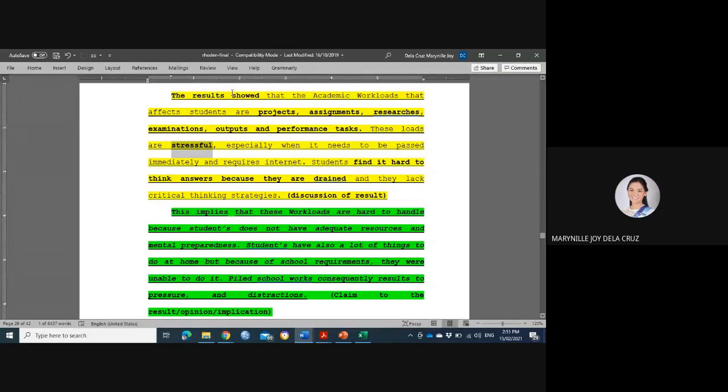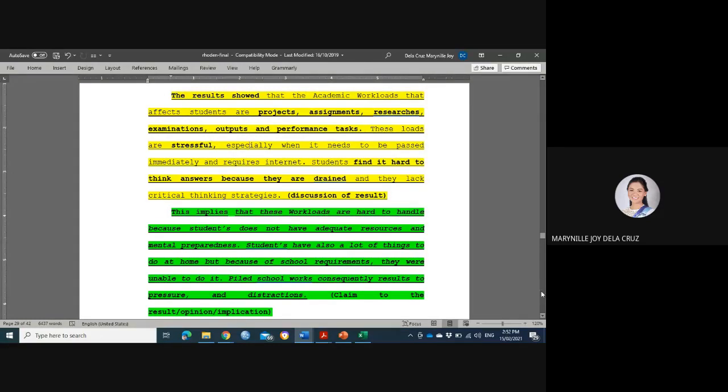Okay. So based on the codes and the themes, nag-ubra siya paragraph to discuss what is the result of their work. So as you can see, the result showed that the academic workloads affect students' project assignments, researches, examinations, outputs, and performance tasks. These loads are stressful, especially when it needs to be passed immediately and requires internet. Students find it hard to think answers because they are drained and they lack critical thinking strategies. So these are the codes and the themes they were able to collect and discuss niya ang result.